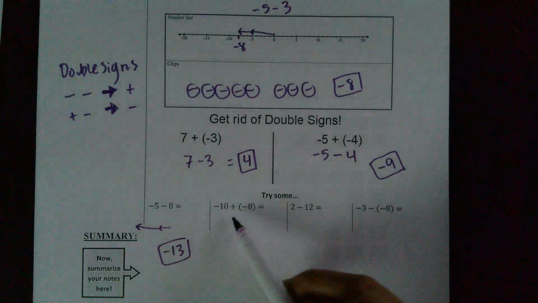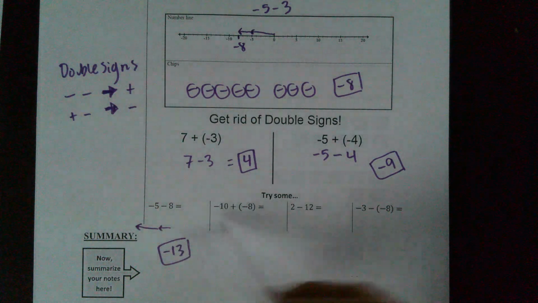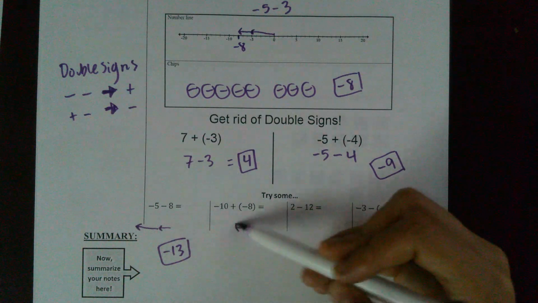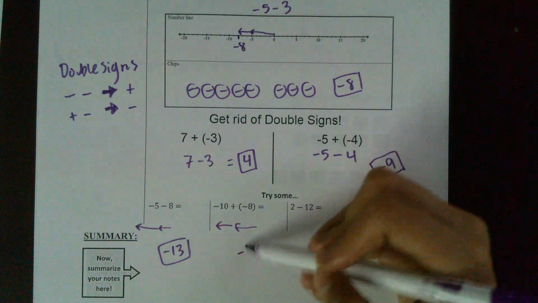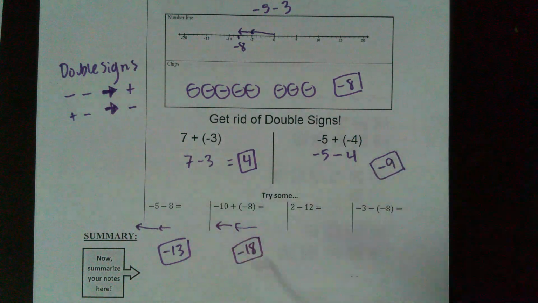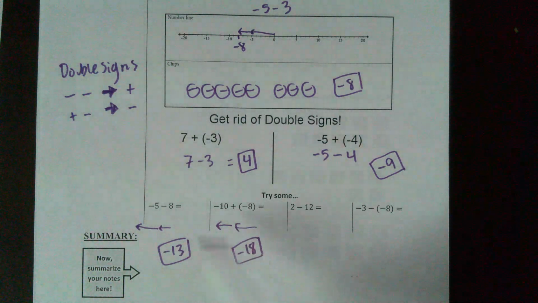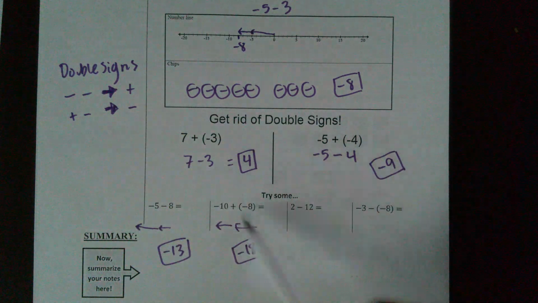Here, this one looks confusing, but it's the same thing as the previous one. We're going negative 10, and then we're adding a negative number. So it's still going even more negative. It's negative 18, right? Our double sign, this plus minus turned into just a minus, like these two, right?